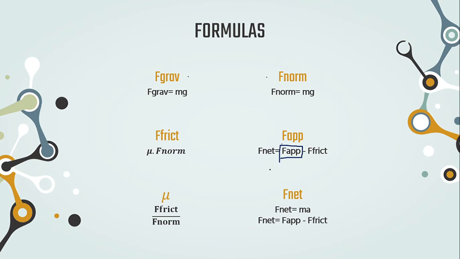So let's move on. Coefficient of friction's formula would be F-fric over F-norm, and F-net's formula would be F-net equals ma. This formula can be used if you are going to find its acceleration or its mass. Then, another formula for F-net would be F-net is equal to F-app minus F-fric. So let's proceed to our problem.